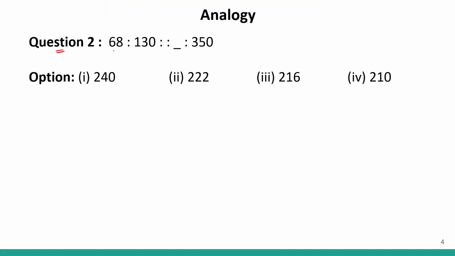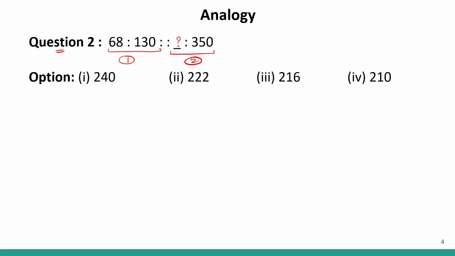Question number 2: we have 68, 130, a missing term, and 350. We have to find this missing term. So again, two steps we will follow. First, we will find the relationship between the first pair. And then we will find the missing element in the second pair. Correct? This is the pattern.